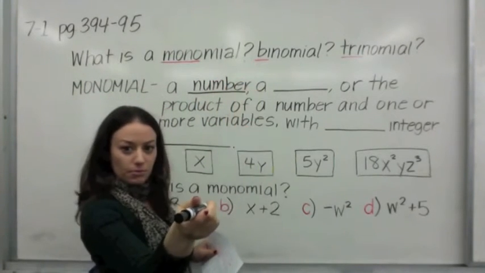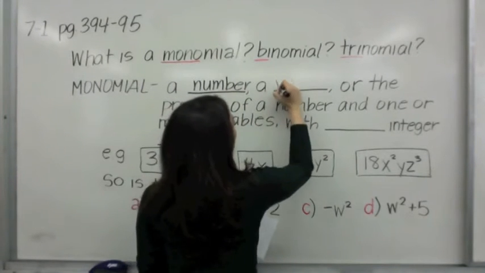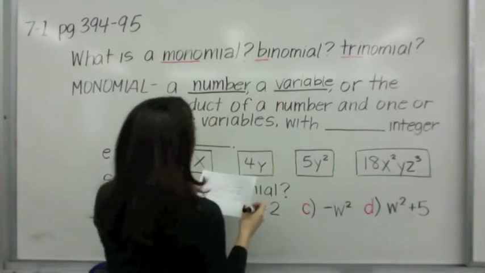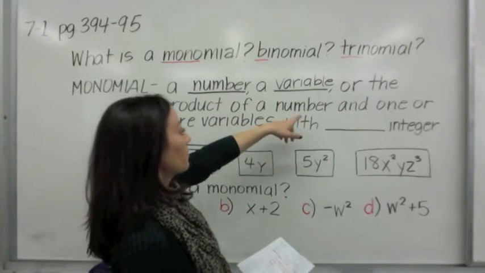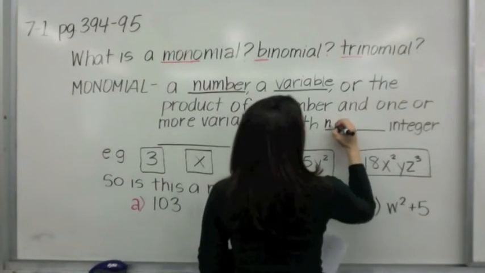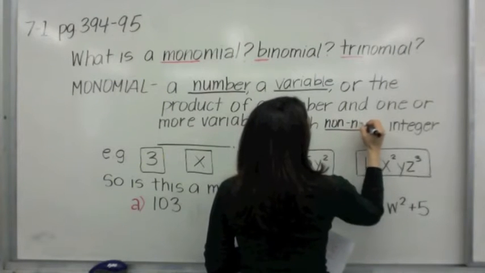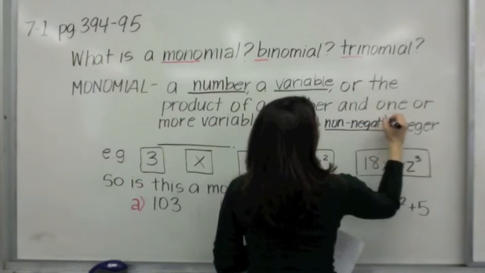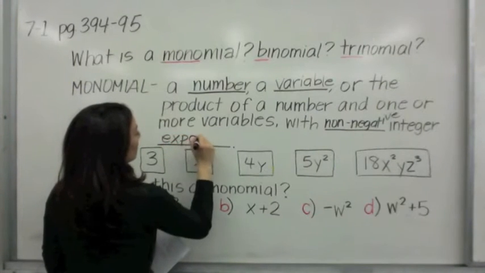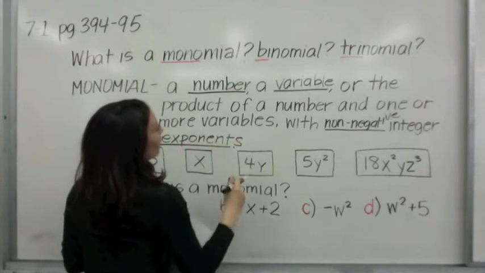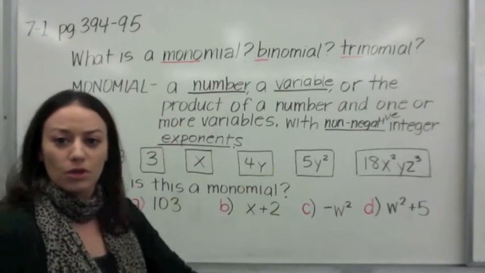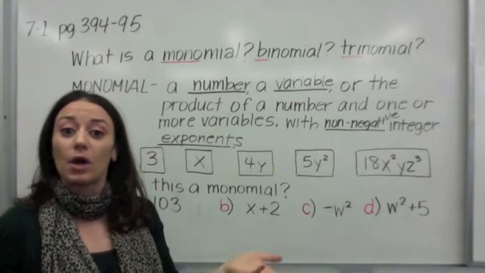Write this down in your notes. A variable or a letter. Okay. Or the product of a number and one or more variables with non-negative integer exponents. Okay. So we've really been working with monomials a lot. You know, you work with them when you solve equations, but maybe you don't even realize what a monomial is.